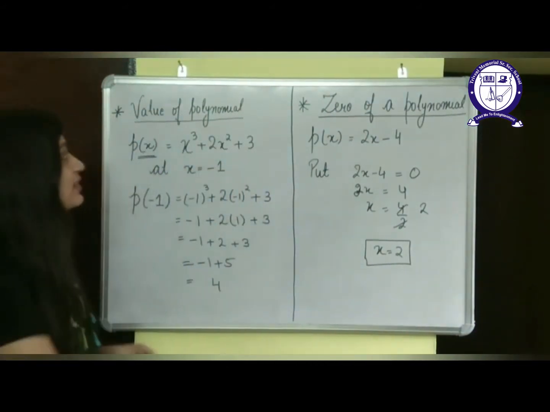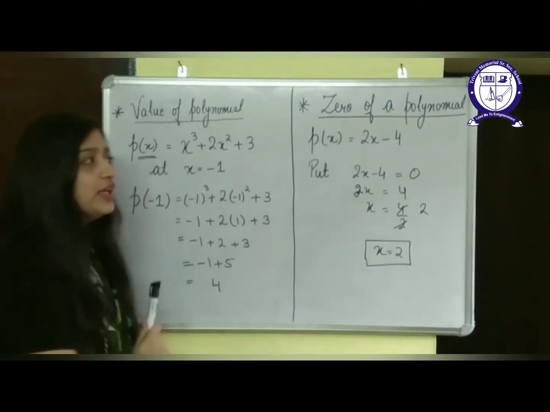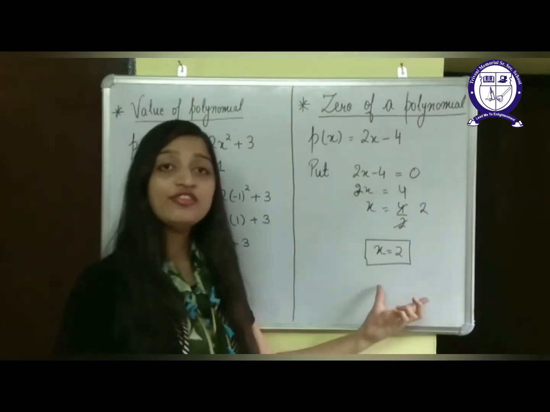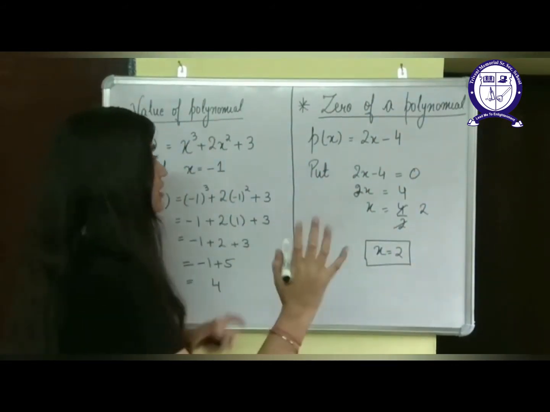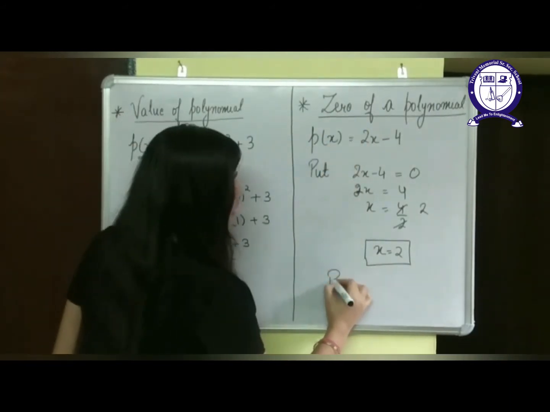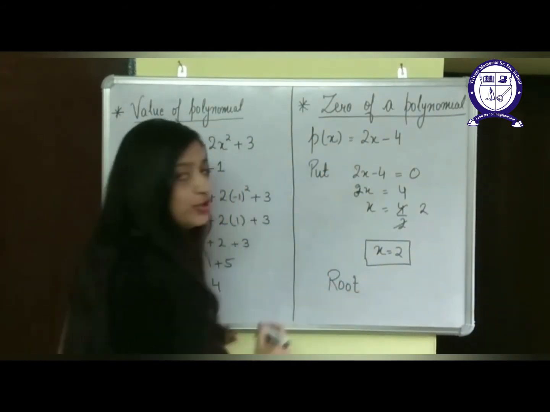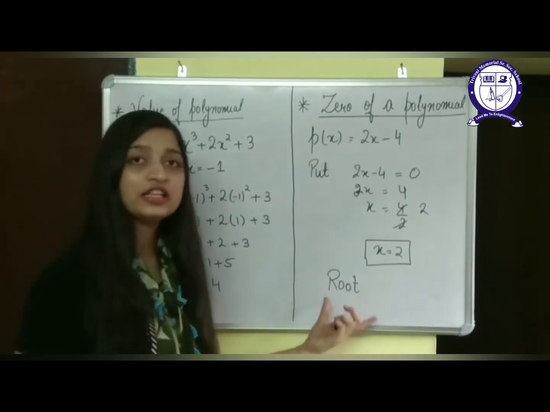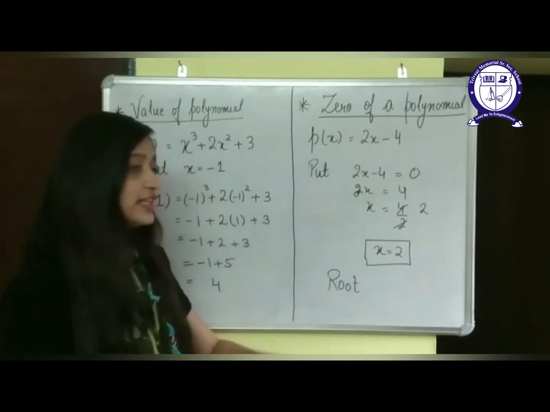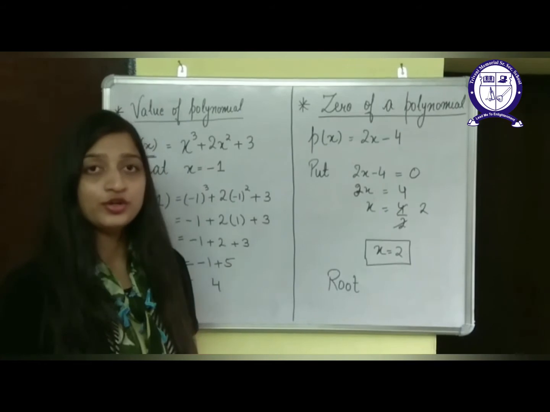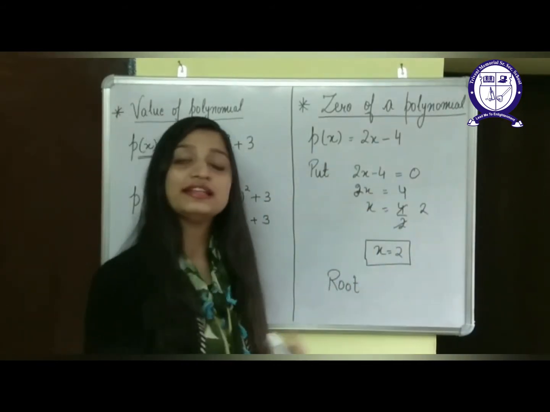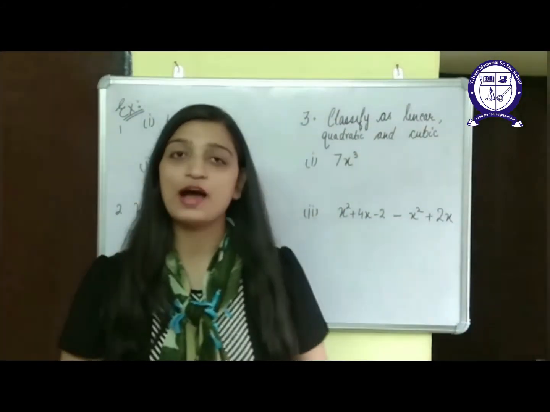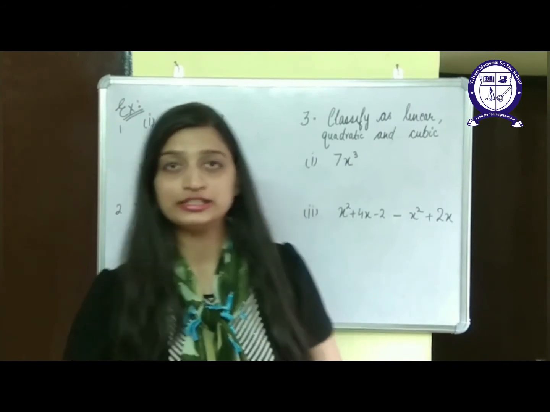So you can see that this is the value of polynomial, this is value of x, or you can say 0 of a polynomial. In some places this 0 is also written as root of polynomial. So whenever it says find the root of polynomial or find the zeros of polynomial, they are saying the same thing, that you have to put it equals to 0 and find the value of x. Now let's do some examples based on the concepts we learned till now.